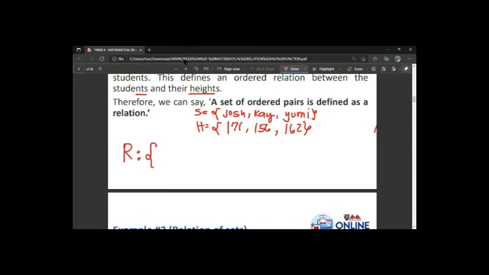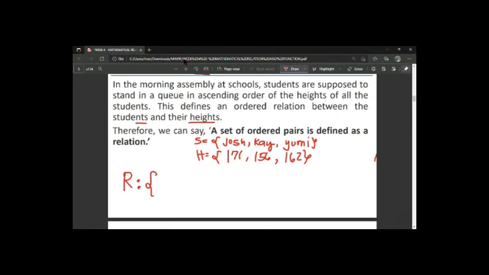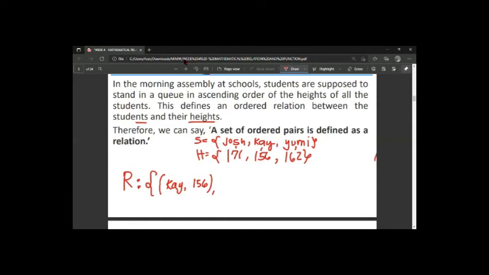So now, let's start with the shortest kasi sabi dito ascending order. So dapat unahin natin yung pinakamaliit. So si Kai yun. Okay? So nauna ang set S, therefore unahin yung Kai. Comma 156 centimeter. Next is Yumi. So si Yumi, comma 162. Then si Josh yung tallest, 171 centimeters.